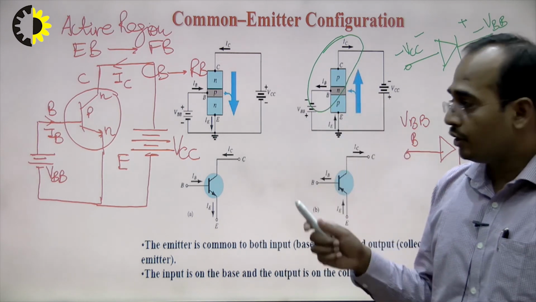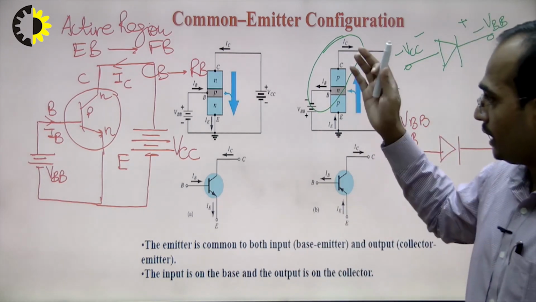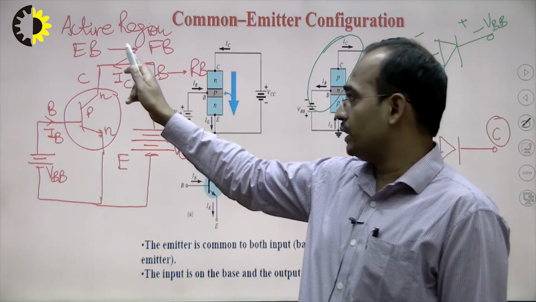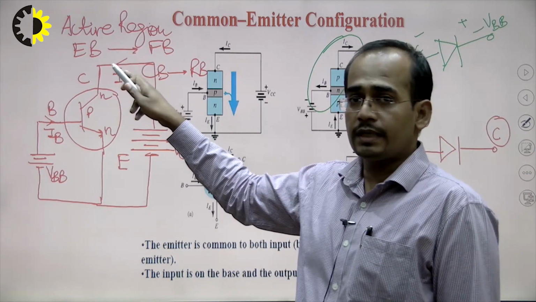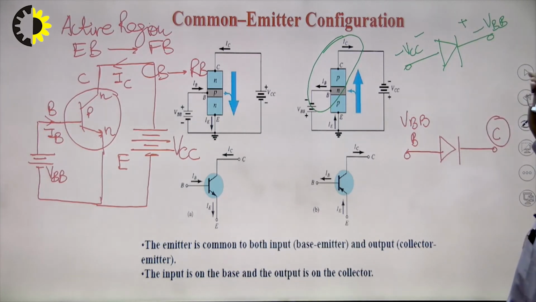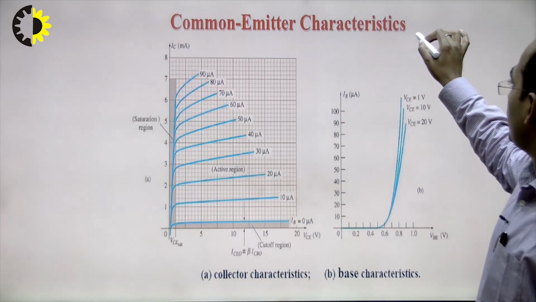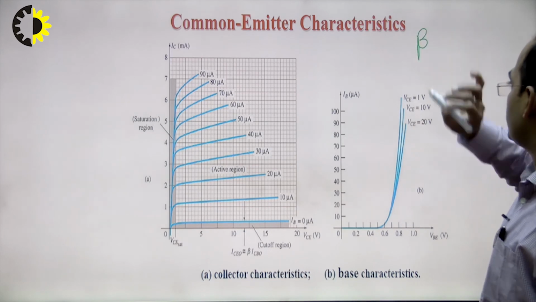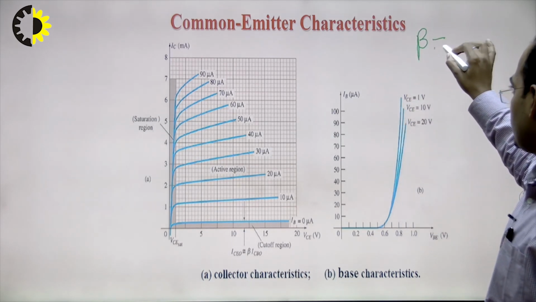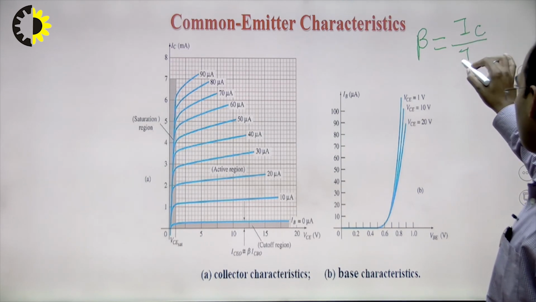The gain of this circuit will be, gain is nothing but output upon input. So, in this circuit output current is IC and input current is IB. So, what will be the gain? Gain of the common emitter configuration is denoted by beta. Beta is nothing but IC upon IB.